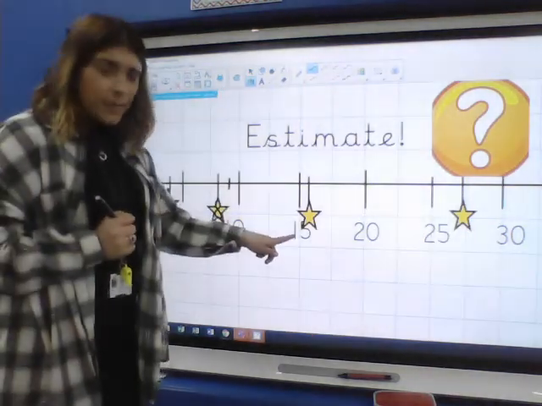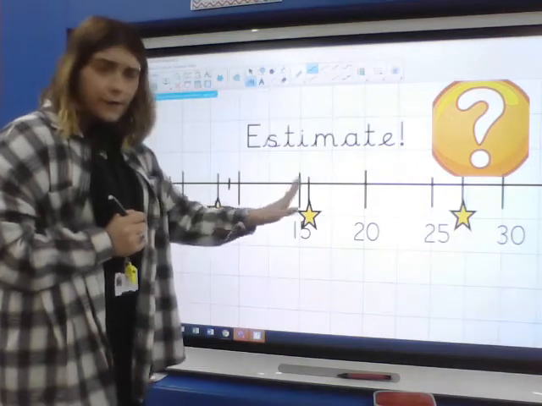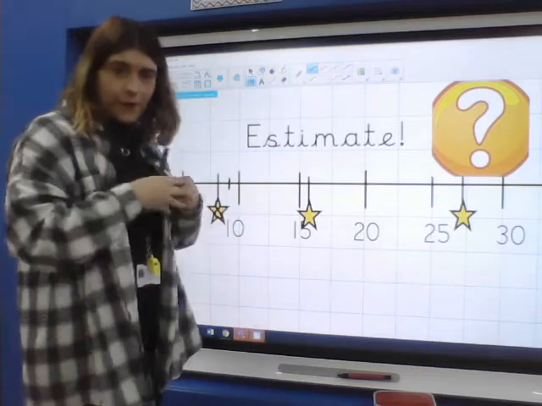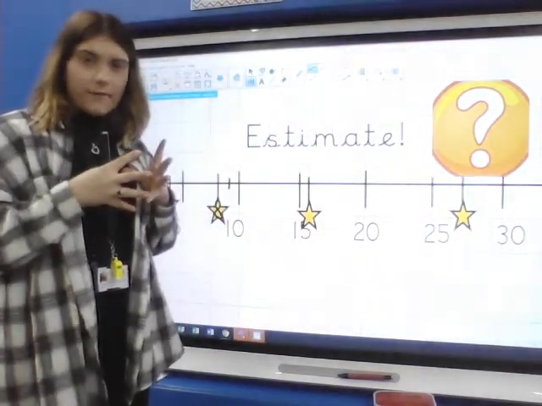Okay, my next one is coming just after 15. That line is really close to 15. So what comes after 15? Straight after, 16.